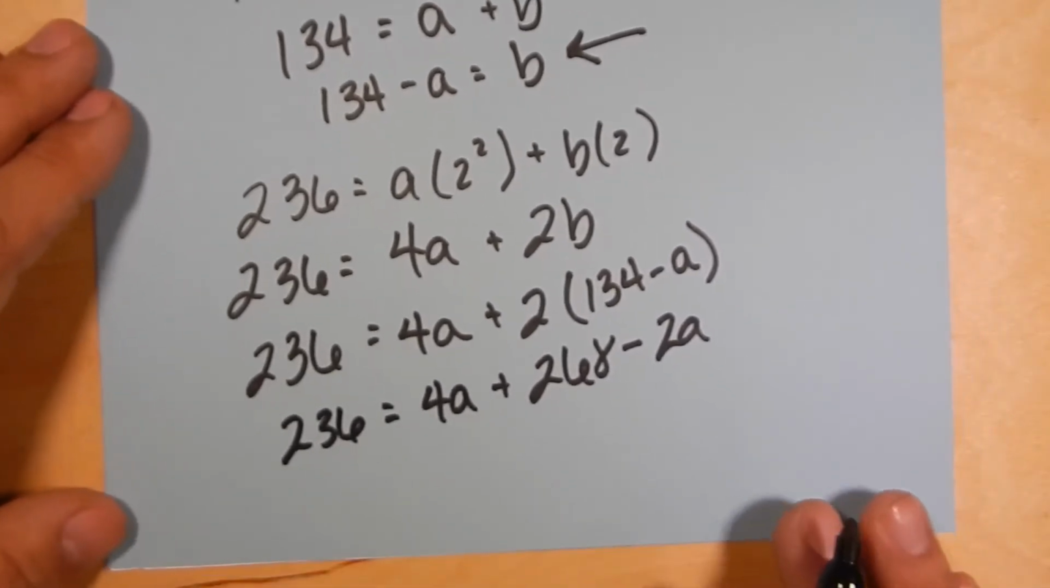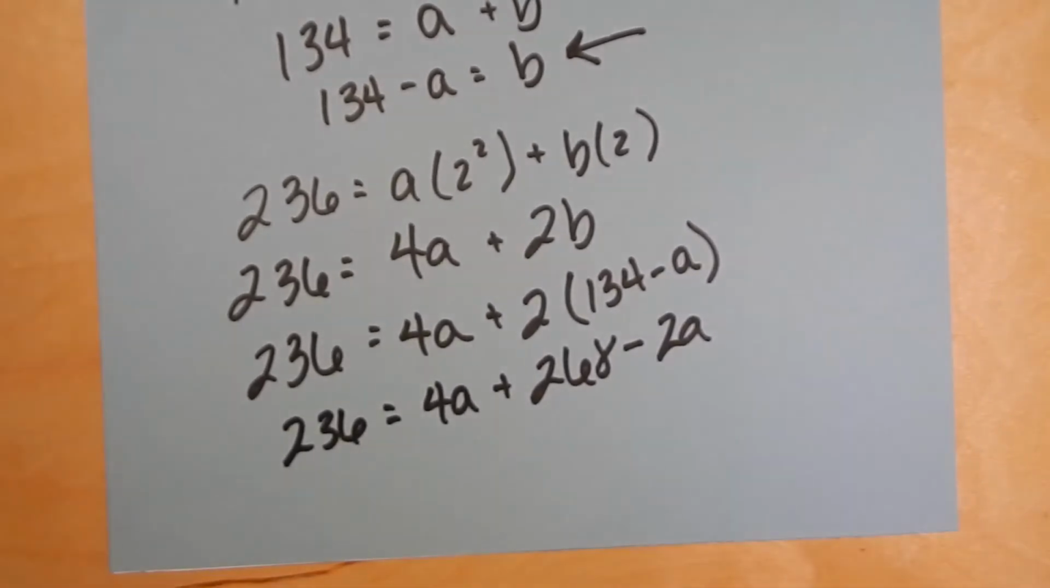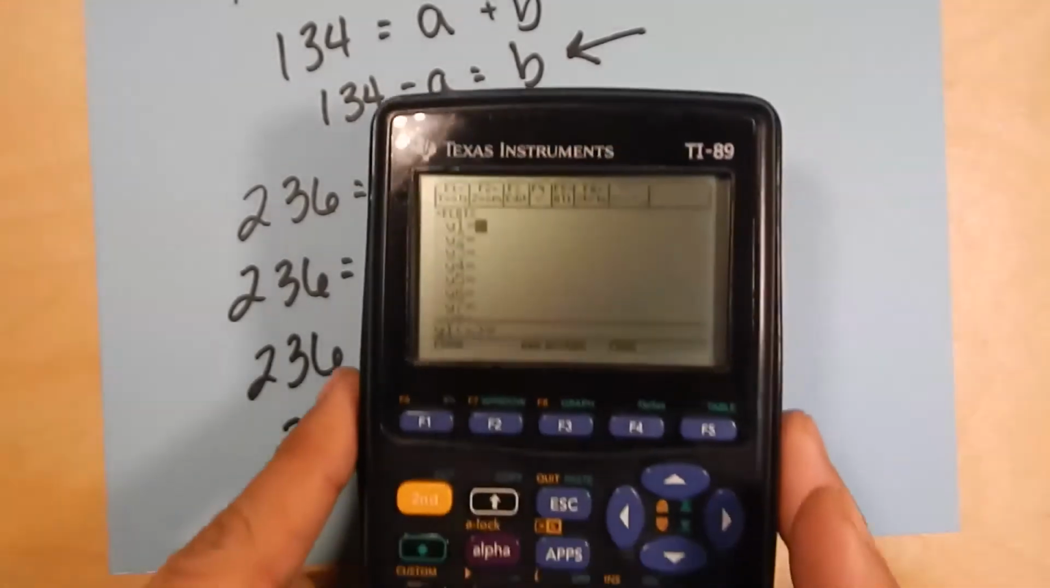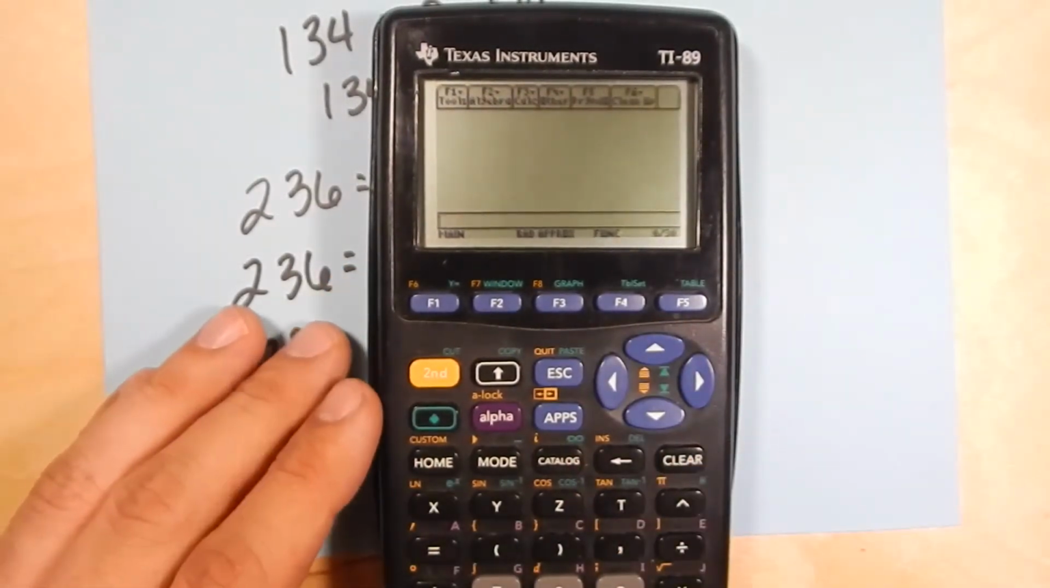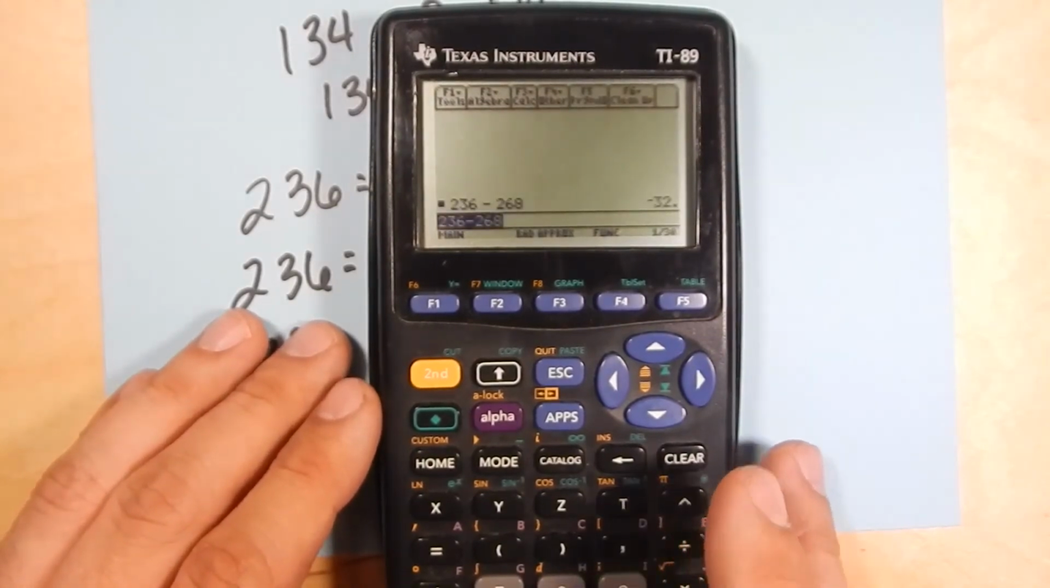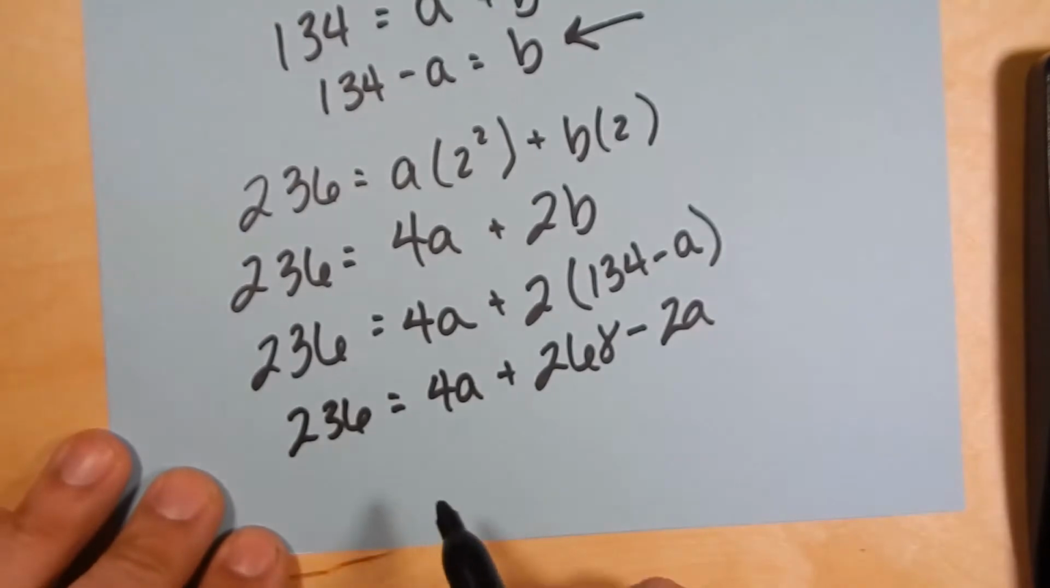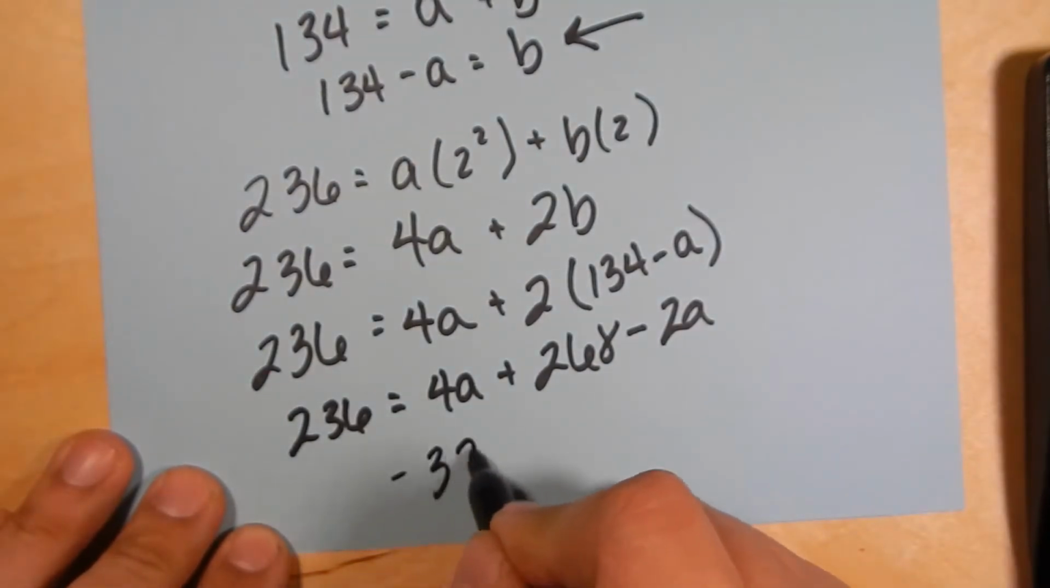So now we have this. Okay, so what do we have here? We're going to take 236, we're going to subtract 268. I don't feel like doing that in my head. So let's take a look at that. So 236 minus 268, we get a negative, what is that, 32? Oh, okay. So we've got minus 32.